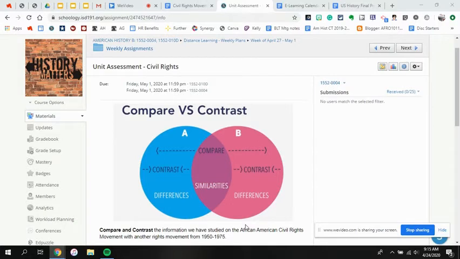But compare and contrast. The idea here is that you're looking for similarities and differences. A lot of the rights movements that happened during this time period have some similar tactics that they use: some of the marches, some of the different kinds of demonstrations that are happening. In some ways, they're similar because they're looking for rights. Obviously, the differences are going to be when we get into the particular groups.